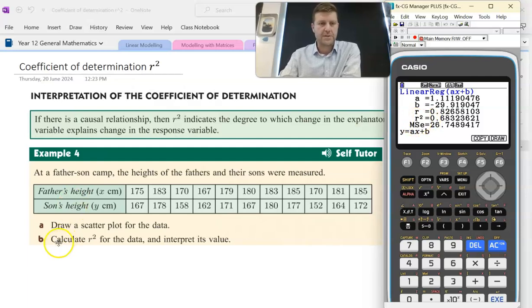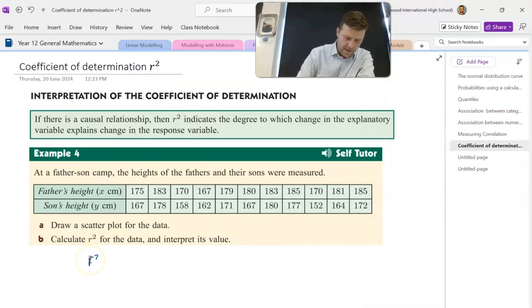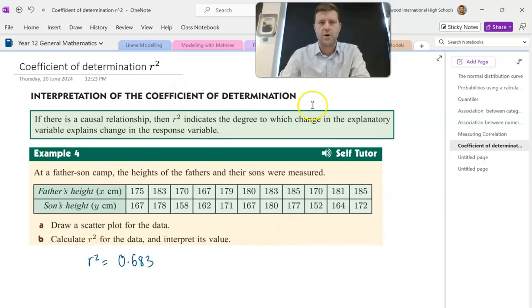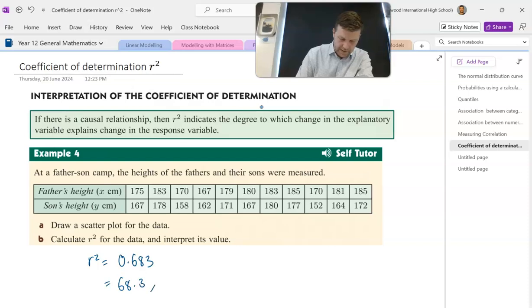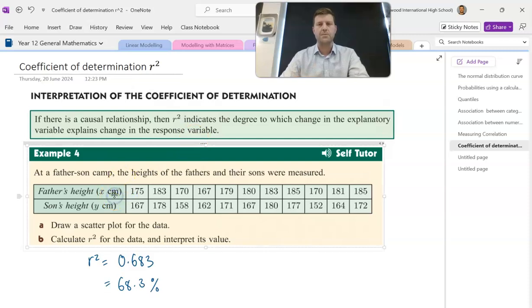Now, we're actually being asked to calculate R squared here for this set of data. So R squared is equal to approximately 0.683. I'm going to go ahead and write that down. R squared equals 0.683. Now we usually write this coefficient of determination as a percentage, so I'm going to convert that to a percentage by multiplying by 100, which gives me 68.3%. Now to interpret that in the context of this problem, to put it simply, 68.3% of the son's height is determined by the height of his father.